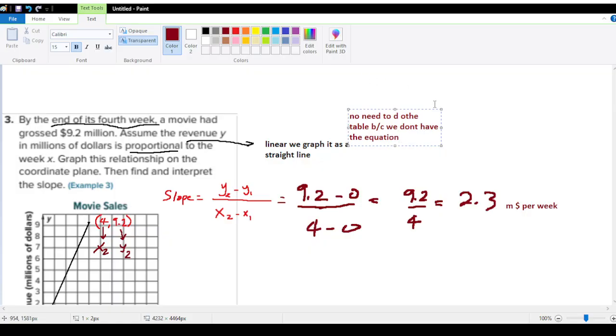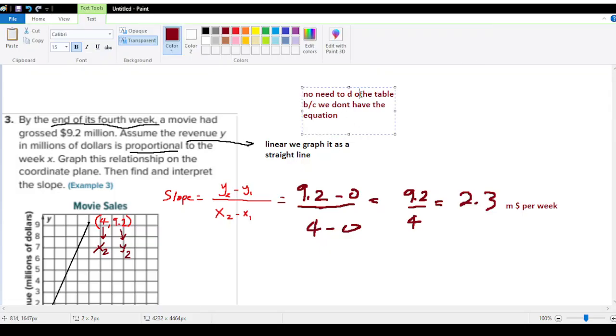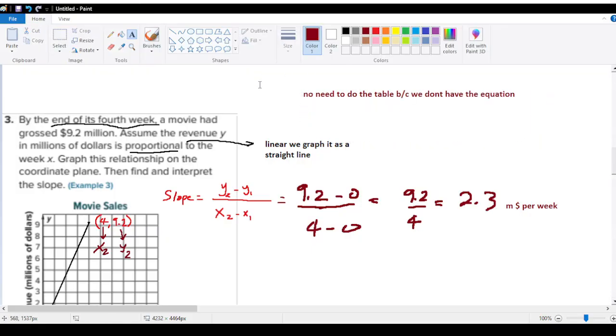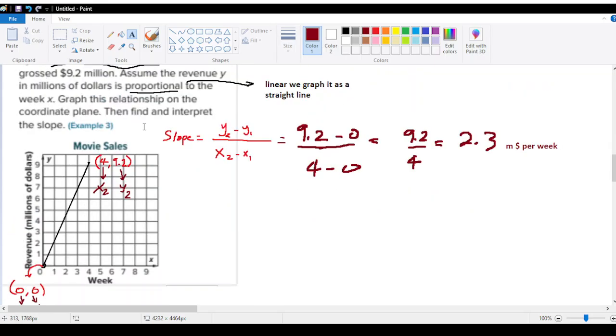Is it understood, Shamsa? Yes. Okay, no need to do the table because we don't have the equation. So just put the points, connect them, and the slope we will do by the normal method. Is it understood, Shamsa?